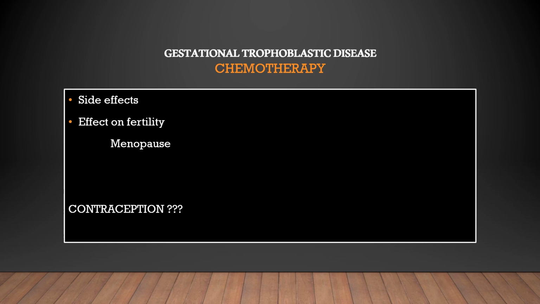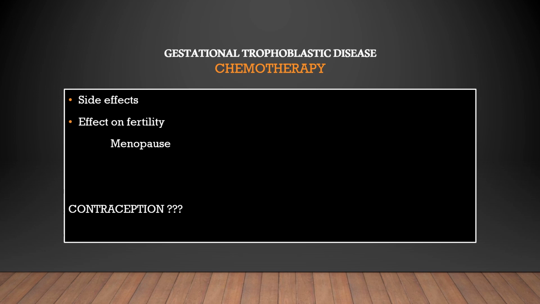Now, what are the indications of hysterectomy? If the patient has completed her family and there is recurrent bleeding, and the patient wants permanent treatment, then the patient can opt for hysterectomy. Or if there is a placental site trophoblastic tumor or epithelioid trophoblastic tumor, which is not chemosensitive, the patient needs hysterectomy.